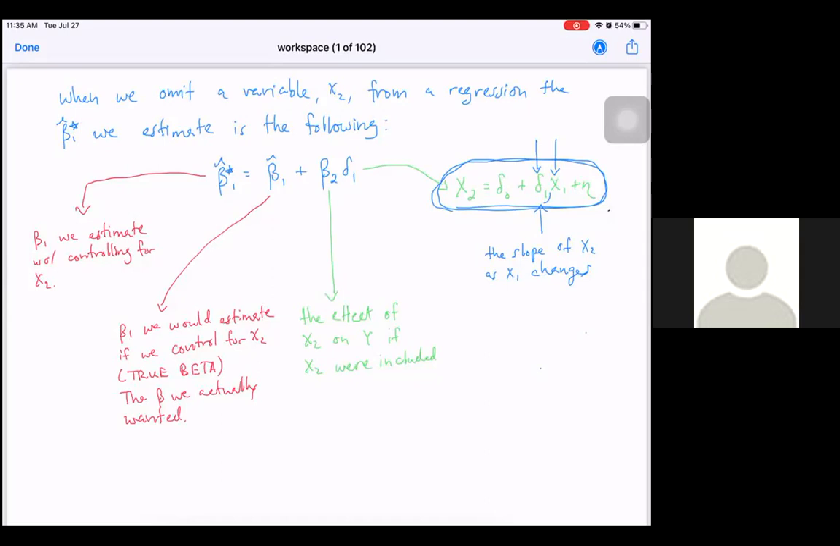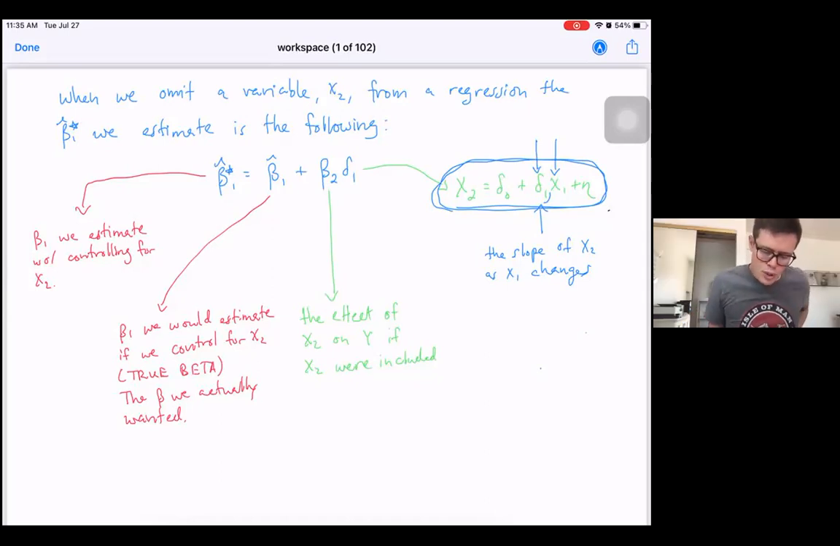Okay, sorry. So I just remember this as delta 1. What is delta 1? Delta 1 is the coefficient on X1 because they share a number. And so that way I know that it's a regression of X2 on X1 rather than the reverse.